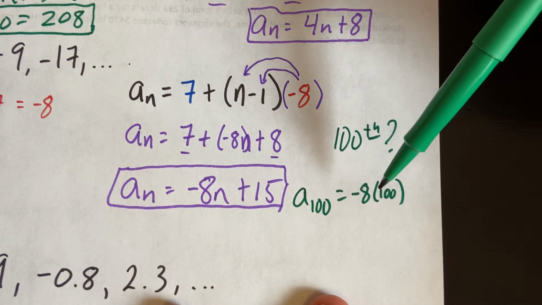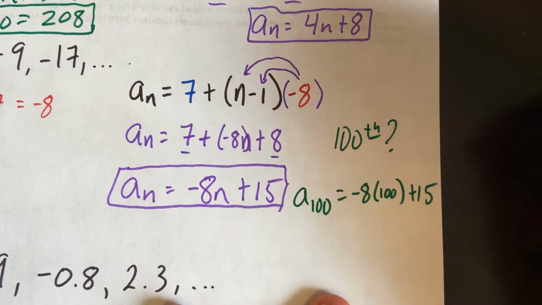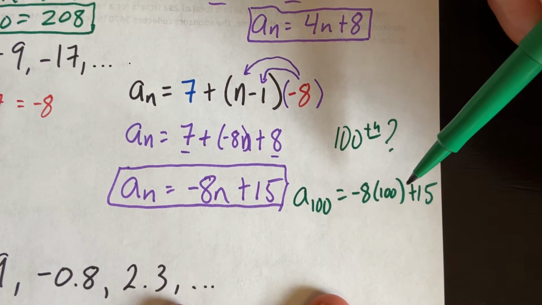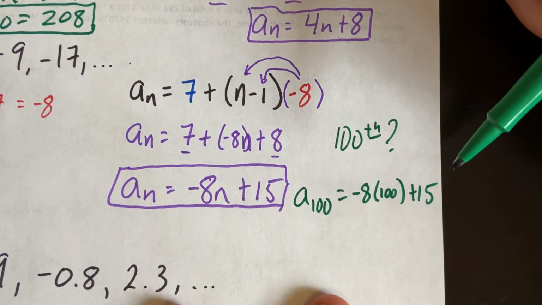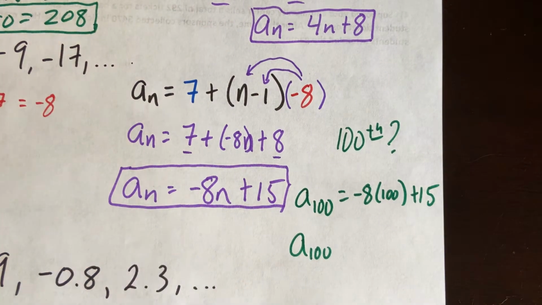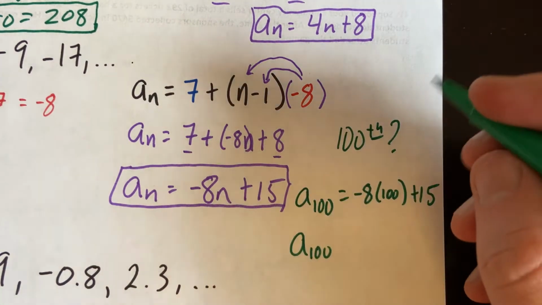So the common difference of -8 100 times plus this initial value of 15. Well, -8 times 100 is -800. -800 plus 15 is... let's see, just double checking the calculator. -800 plus 15, yeah, is -785.